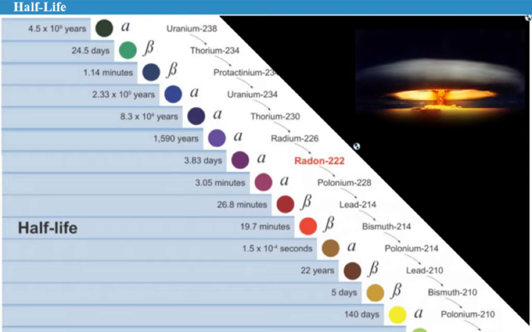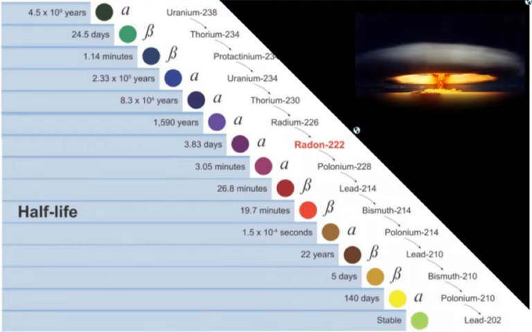you have the last element that will have a half-life, which is polonium, and after the polonium you have lead, and that's where the transitions or radioactivity are going to stop, and then each one of those elements has a different half-life time.